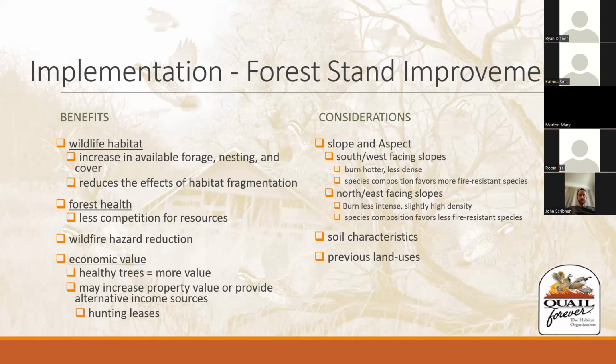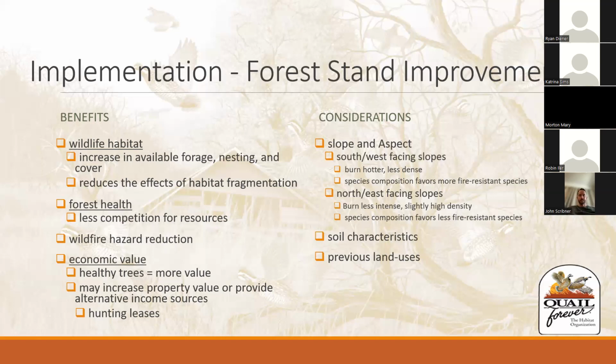They tend to stay wetter, and because they don't get that direct sunlight like the south and west facing slopes do, they don't burn quite as intense. And so you'll see slightly higher tree densities, and that species composition slightly shifts to favor those less fire resistant species. So when you're talking about oaks like red oaks, you'll typically see a shift to a more red oak component on those north and east facing slopes.